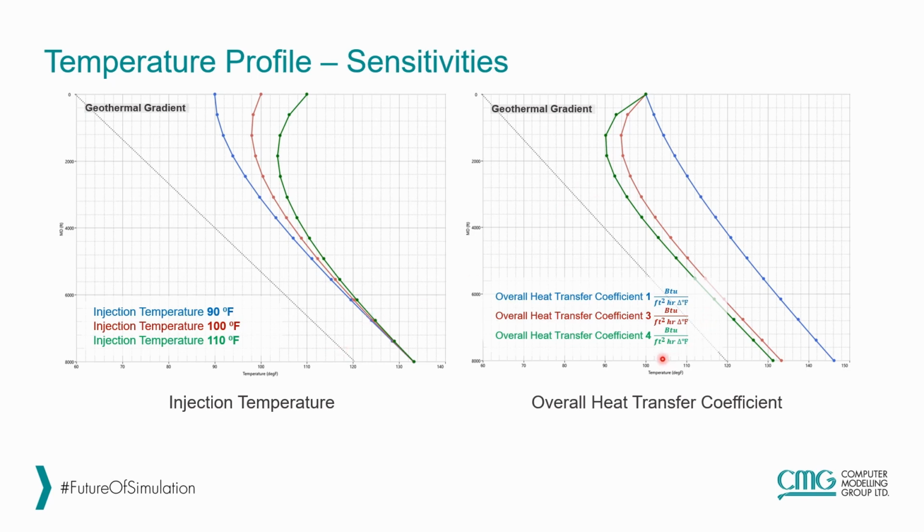On the right-hand side plot, we are increasing the overall heat transfer coefficient from right to left. The green curve has the highest overall heat transfer coefficient, and the blue one has the smallest. So when we have higher heat transfer coefficients, the wellbore is going to exchange more heat with the formation, and it is being pulled more toward the geothermal gradient.